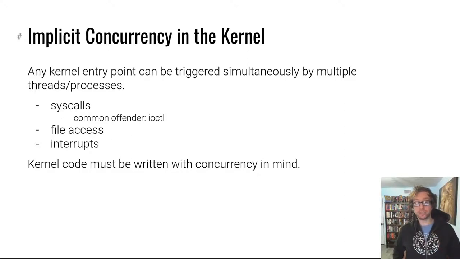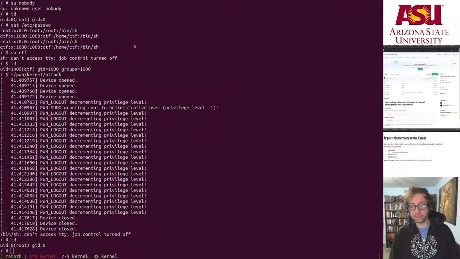A file access, let's say you've written a file system driver that runs in the kernel. Any sort of interrupt handlers, if you're doing something really crazy, all of this stuff can be triggered by user space simultaneously, concurrently, by many different user space processes running and interacting with these kernel resources all at once. So kernel code must be written with concurrency in mind, and of course, oftentimes it is not.